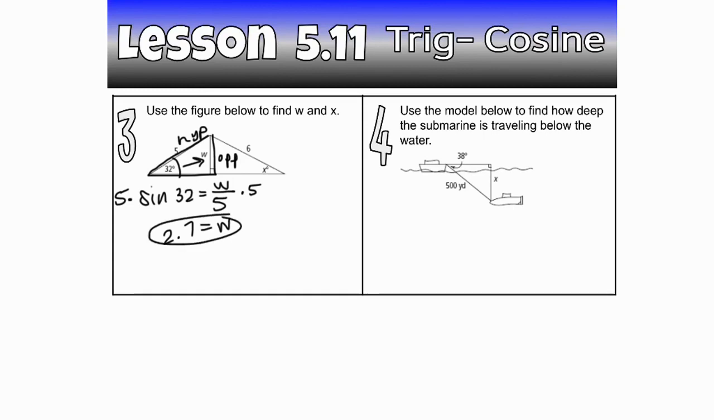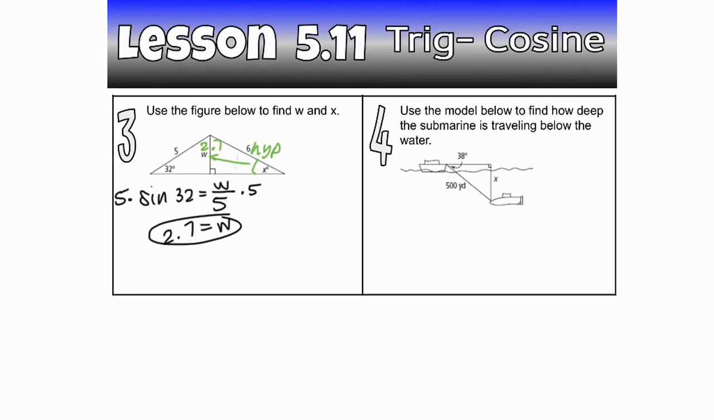Now I'm going to have to go back and solve for X. Well, in order to solve for X, I either need the adjacent side or the opposite side and the hypotenuse. So I have the hypotenuse, it's here. And then W is again the opposite, and W is 2.7. So since I found W, I can now find X.